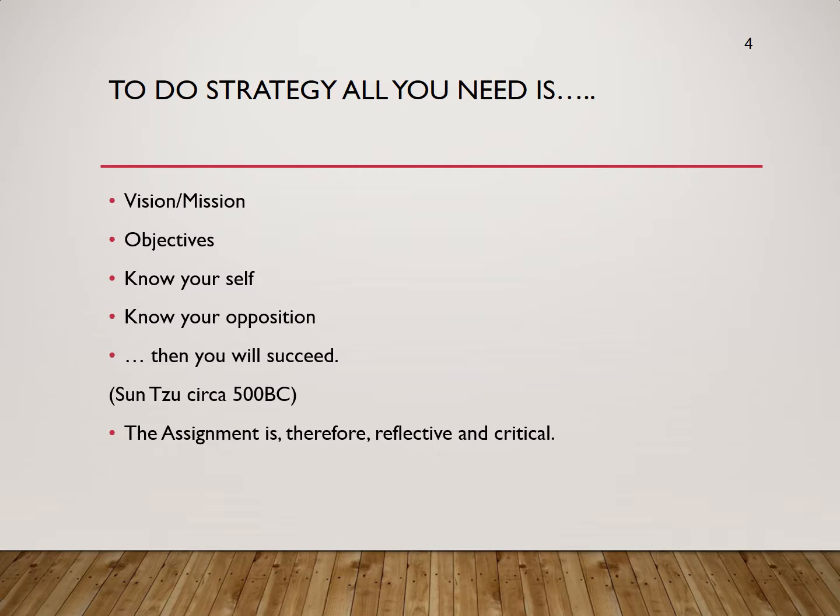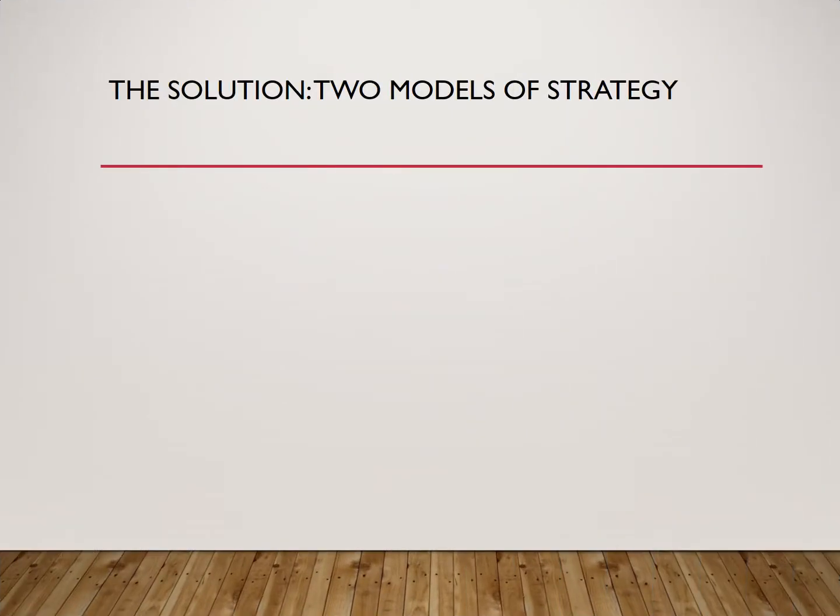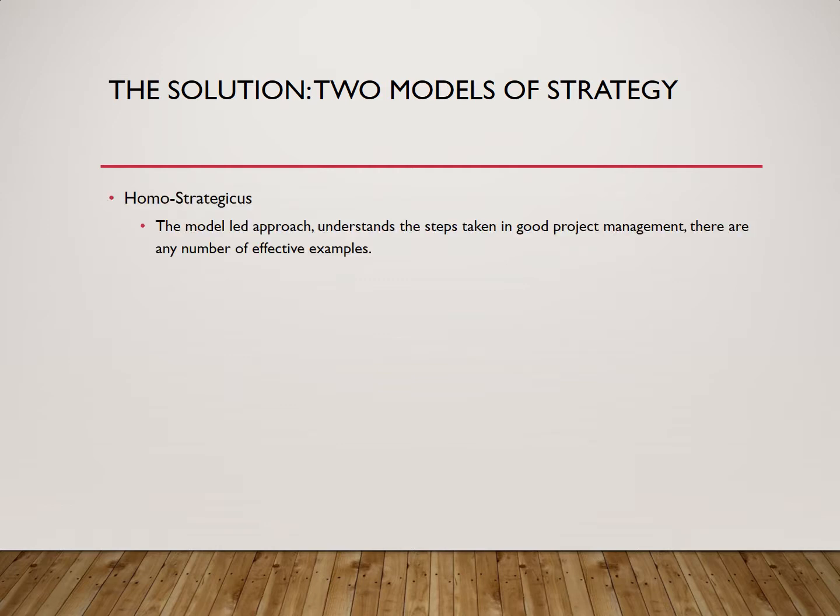So, to avoid that problem, to avoid the idea you might end up beheading a concubine, I'm going to tell you that we use an assignment within these modules that is both reflective and critical. For that, we consider that there are two major models of strategy. Model 1, Homo Strategicus, a neoliberal, model-led approach based on economics.